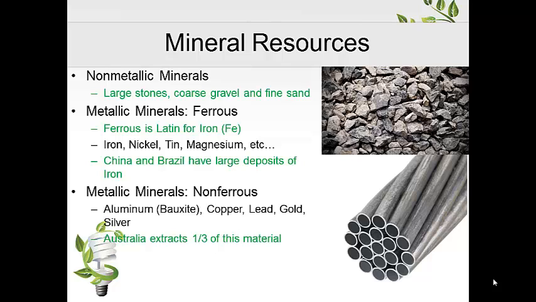And China and Brazil actually have the largest deposits of iron. Our last type of mineral is metallic mineral or non-ferrous mineral, or it doesn't contain iron. So these are aluminum or bauxite, copper, lead, gold, silver, and just to note, Australia extracts the most aluminum at 33% of this material.